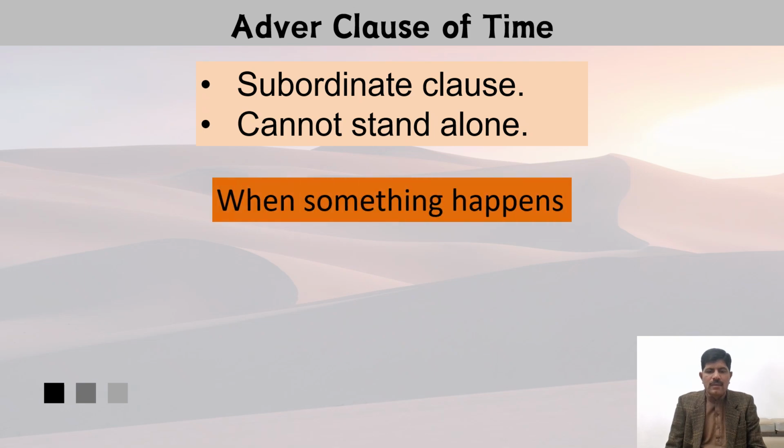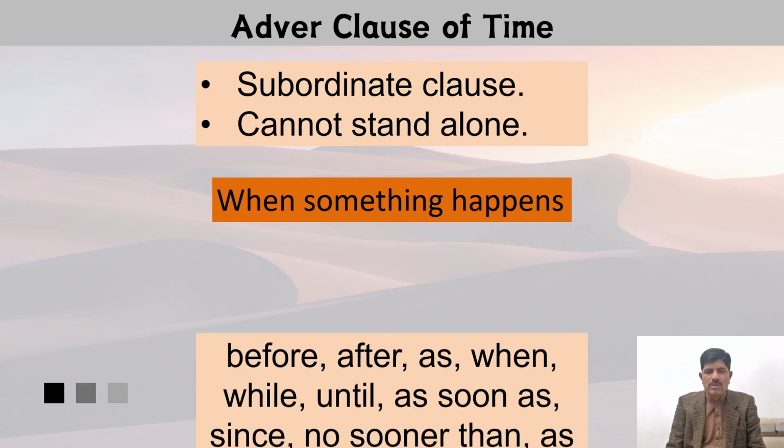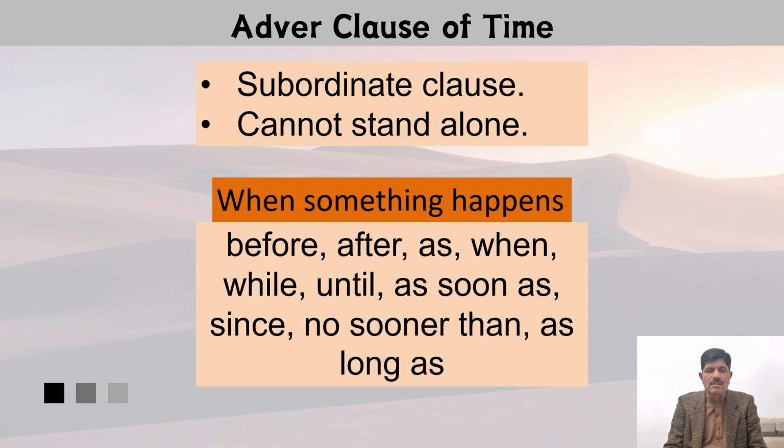So it always tells when something happens. So it always takes time adverbs. Here is a list of time adverbs: before, after, as, when, until, while, as soon as, since, no sooner than, and as long as. These adverbs always begin the adverb clause of time, or you can say that these are the markers or indicators that tell you that adverb clause of time begins here.